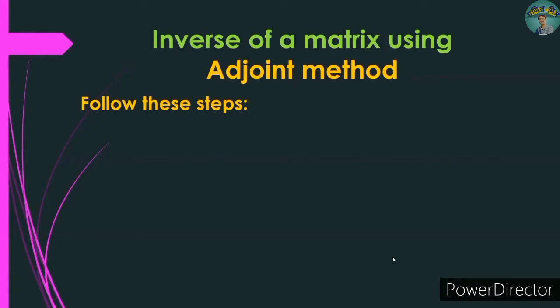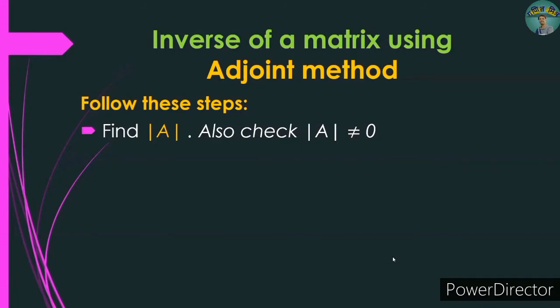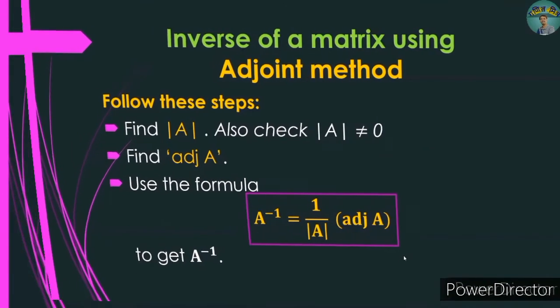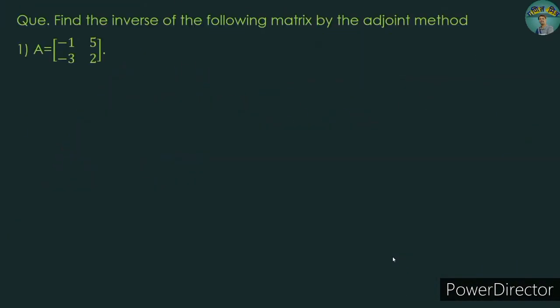The first one, find determinant A, and also check with the help of determinant A whether the matrix is invertible or not. Then find adjoint A. For that, you can use the previously discussed steps as per the respective matrix. Then use this important formula: A inverse is equal to 1 upon determinant A into adjoint A, and get the A inverse. Let us solve some examples.